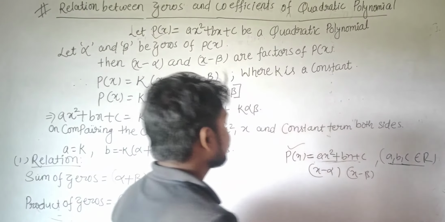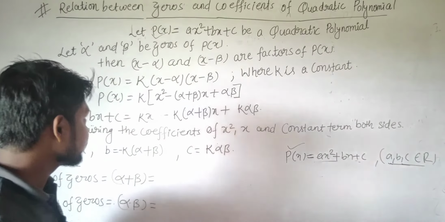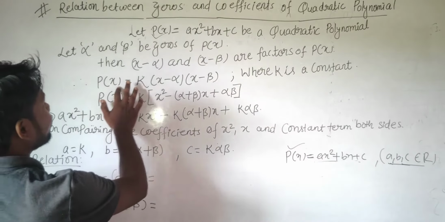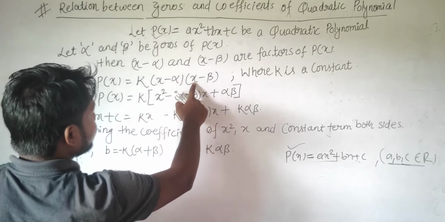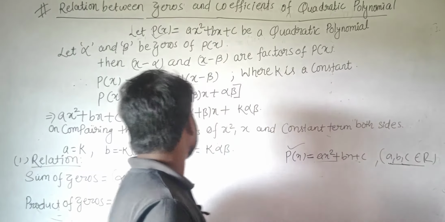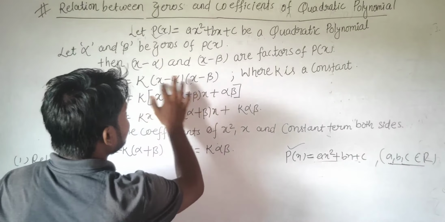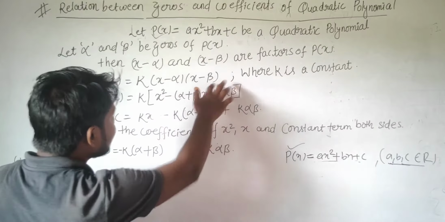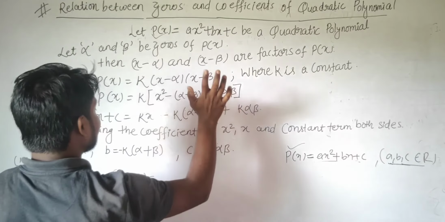Okay, so for finding zeros we factorize the polynomial, so therefore this polynomial p of x can be factorized like this: k times x minus alpha into x minus beta, where k is a constant. So now p of x equal to k times, and this entire term will become like this when you operate this term. So it will become x square minus alpha plus beta times x plus alpha into beta.